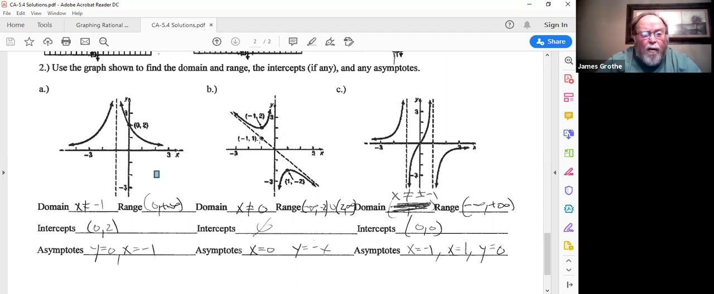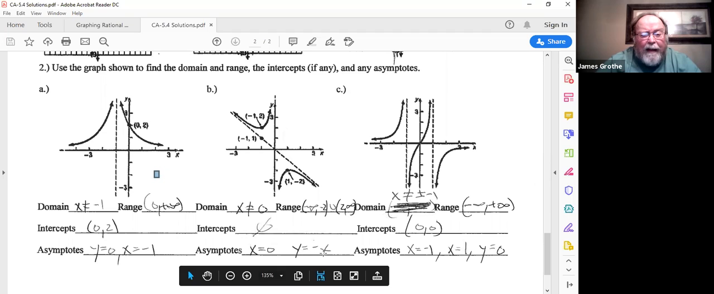So for our slope, we'll go down 1 over 1, down 1 over 1. Slope of negative 1 over 1 is simply negative 1. So we have a slope of negative 1, our y-intercept is 0. The equation would be y equals negative 1x plus 0, or simply y equals negative x. That would be the equation of our slant asymptote.